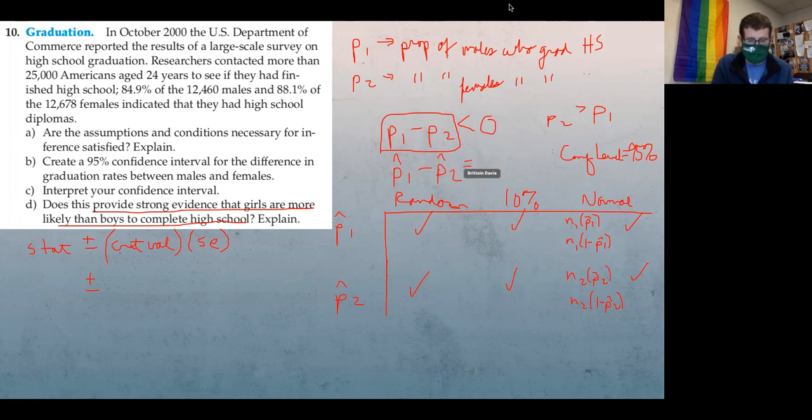All right, so P hat, so this is, it should be negative. Yes. So we can actually plug this in. We know it's 0.849, and this is 0.881, and that equals negative 0.032.